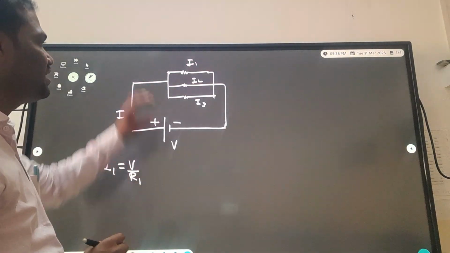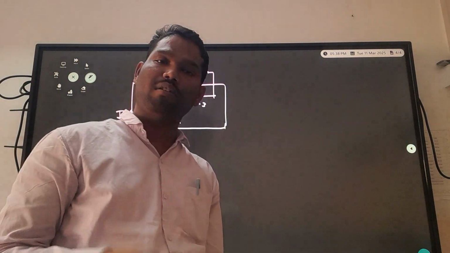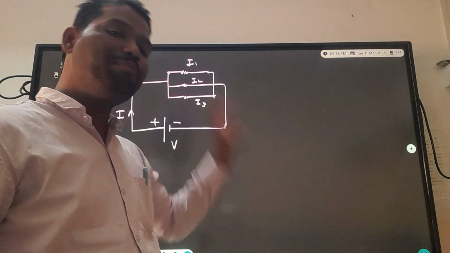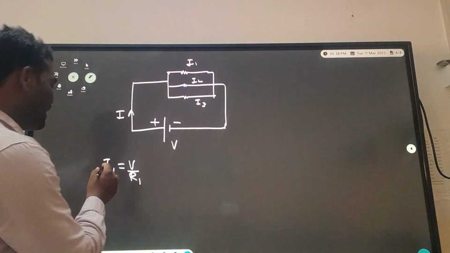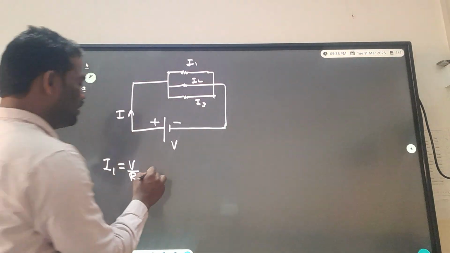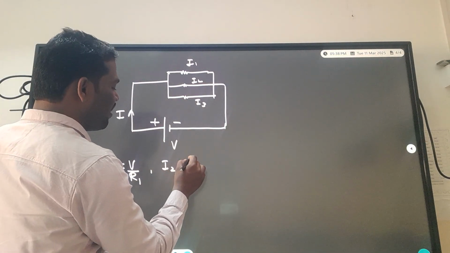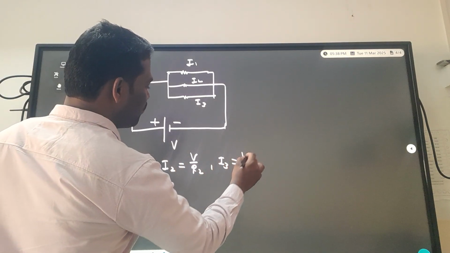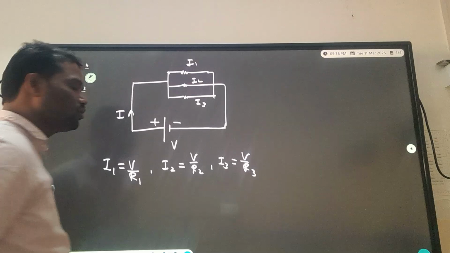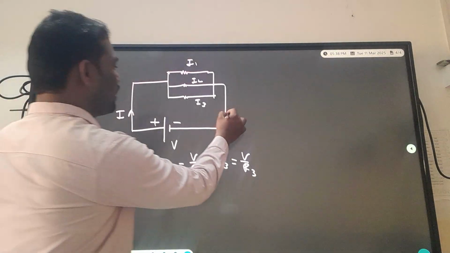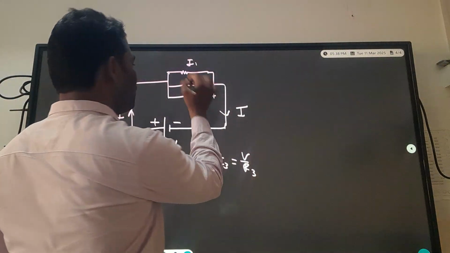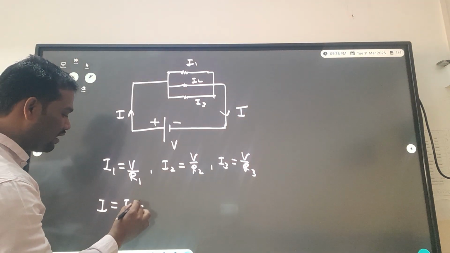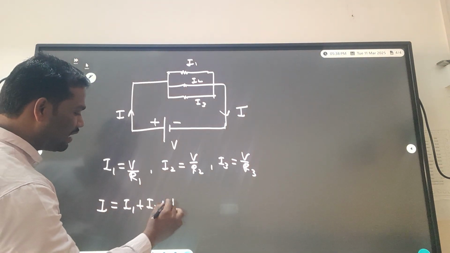Here these three resistors are connected in parallel combination. These three resistors will have the same potential difference. So I1 is equal to V divided by R1, and I2 is equal to V divided by R2. The third one, I3, is equal to V divided by R3. Where we have to find the total current, how can we find it? I1 plus I2 plus I3. So therefore the total current is I1 plus I2 plus I3.